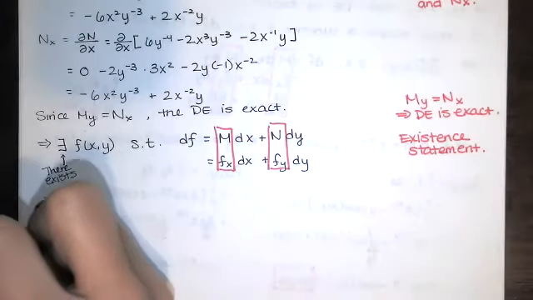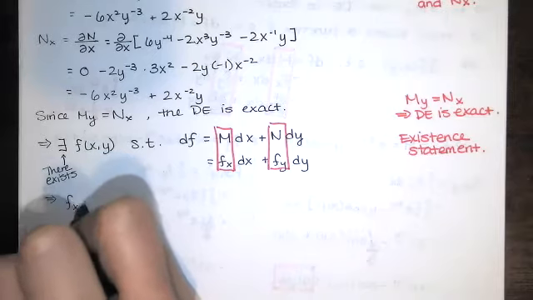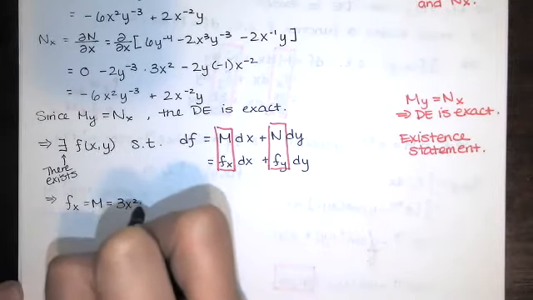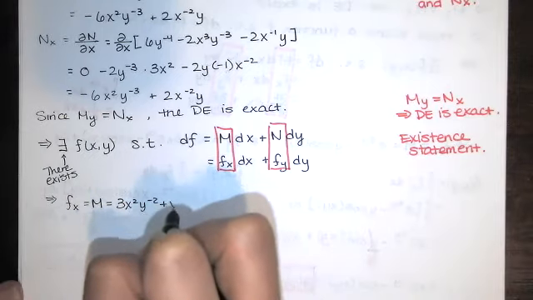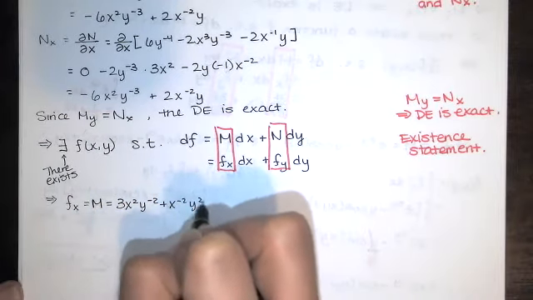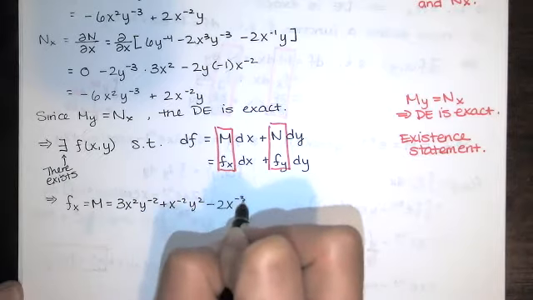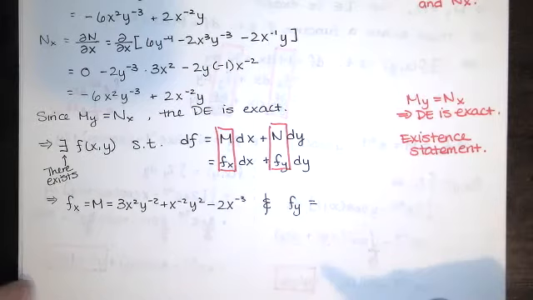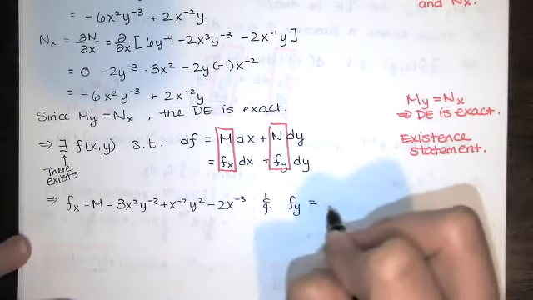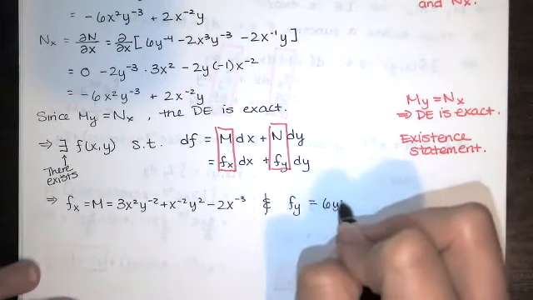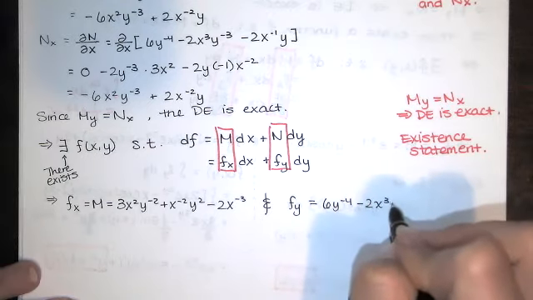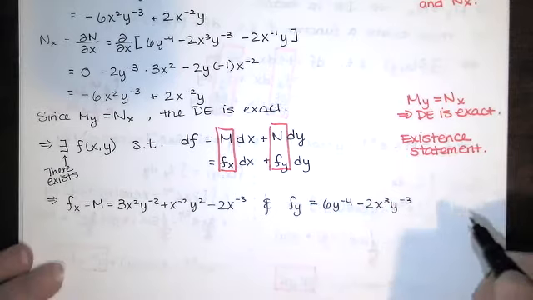So that means that the partial of f with respect to x must be m, which was this function, the function multiplying dx at the top. And the partial of f with respect to y must be n, and that was this function. That was the function that was multiplying dy at the top in our original differential equation.